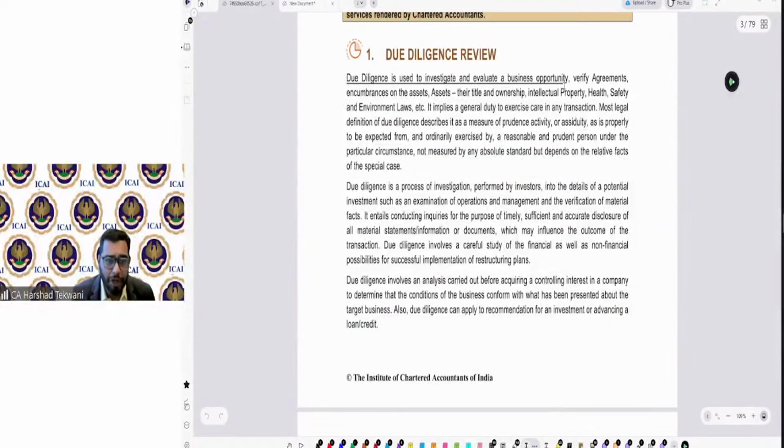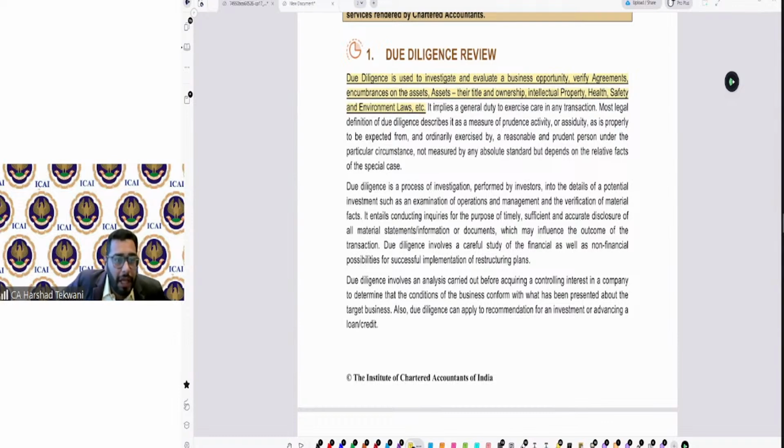Investigate and evaluate business opportunity, verify agreements, encumbrance on the asset, title, ownership, IP, health, safety, environmental laws, etc. These are the areas where due diligence can be performed, based on the given scenario, whatever the transaction is. Now, due diligence again is a process of investigation performed by investors into the details of a potential investment, such as examination of operations, management, and verification of material facts.